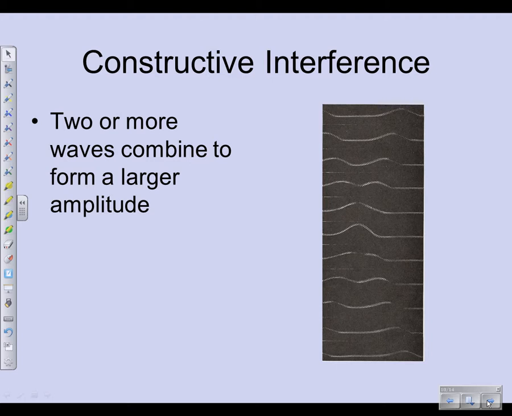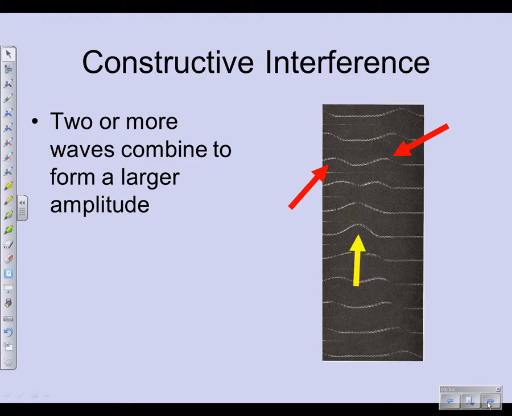So in these pictures right here, these are like little still motion pictures of a spring as two waves are traveling through it. These two red arrows represent two waves. The one on your left is traveling towards the right. The one on your right is traveling towards the left. Okay?